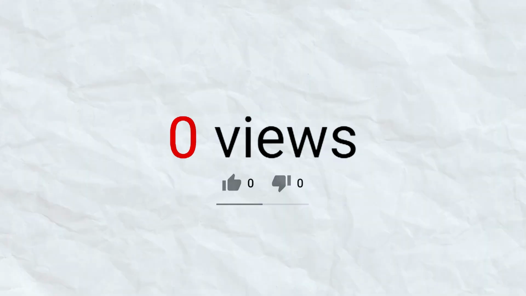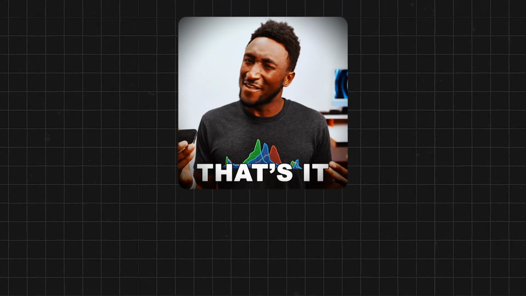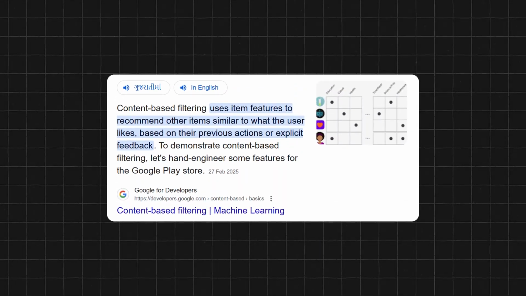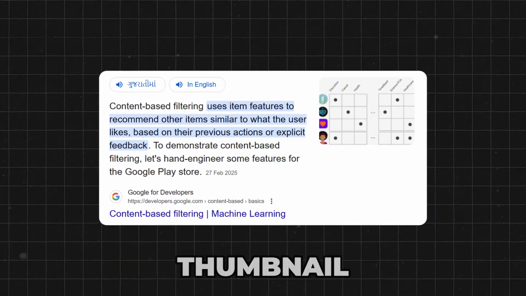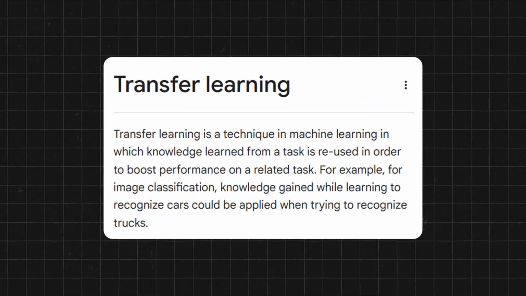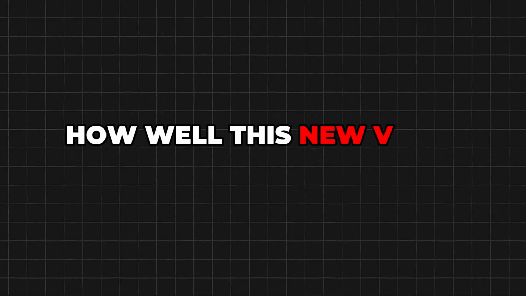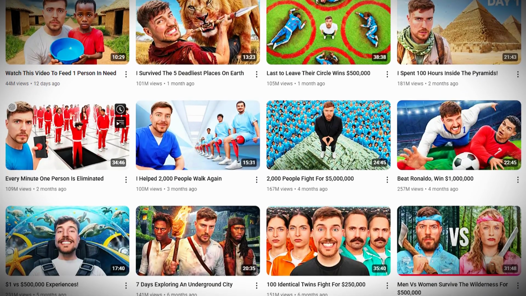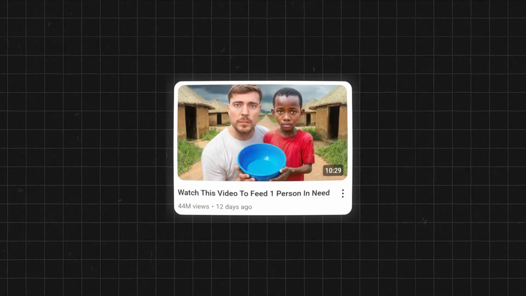But what about those brand new videos that don't have views or user data yet? This is where content-based filtering comes in. The system estimates engagement potential using the video's metadata, titles, tags, thumbnail, language, and upload time. It may also use transfer learning from the creator's past uploads to estimate how well this new video might perform. If the creator has a strong track record and your profile overlaps with their typical audience, the system might give their video a shot.